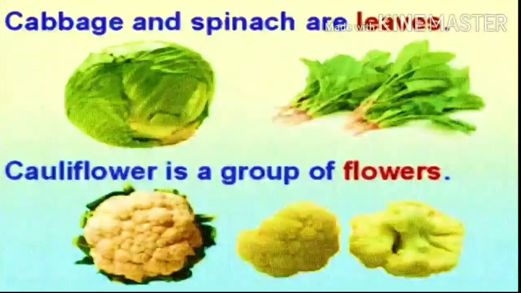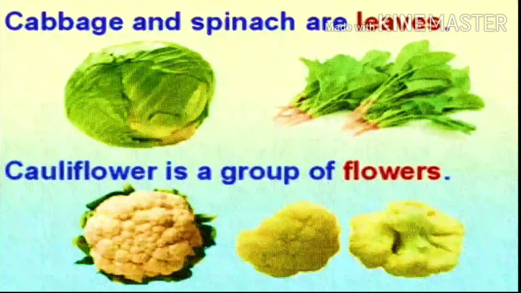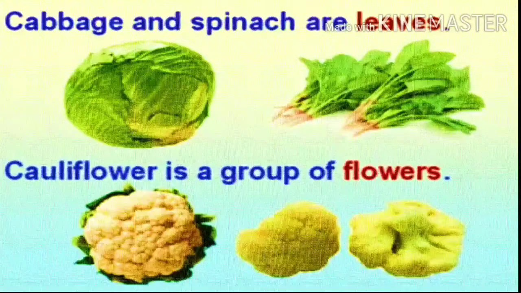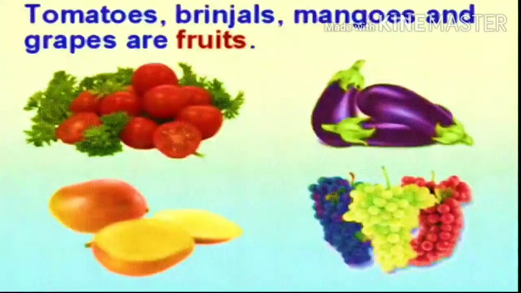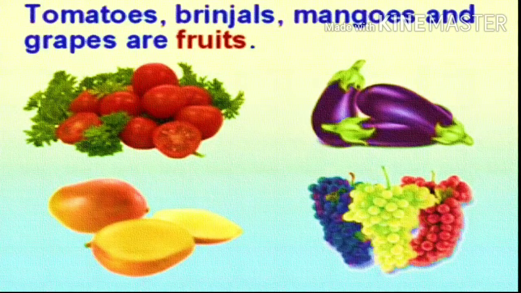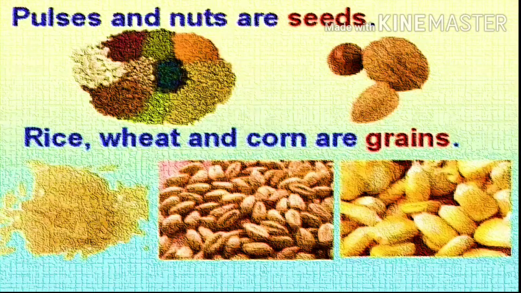Cabbage and spinach are leaves and the cauliflower is a group of flowers. Tomatoes, brinjals, mangoes and grapes are fruits. Pulses and nuts are seeds. And the rice, wheat and corn are grains.